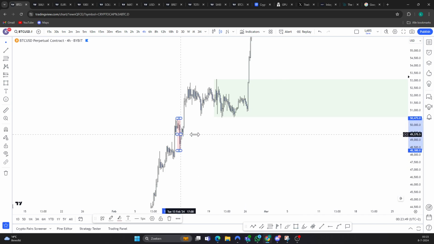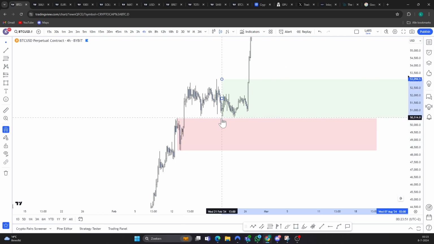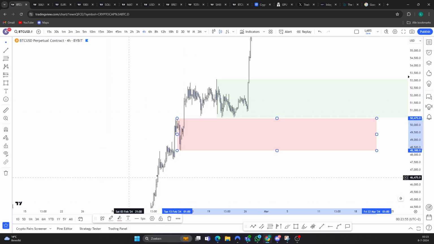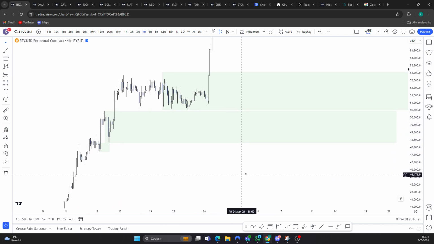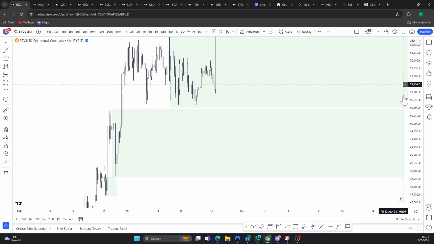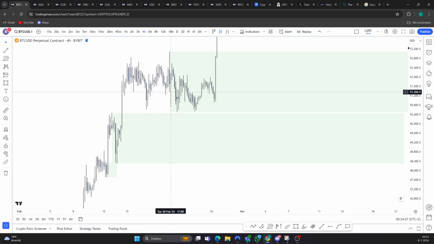Did that get mitigated? Let me double check. No, this actually didn't get mitigated. It's actually part of a demand chain. You see that? How this order block right here created that demand chain? That's pretty nice to see. And it's actually below. We just front ran that. I actually remember trading that range.